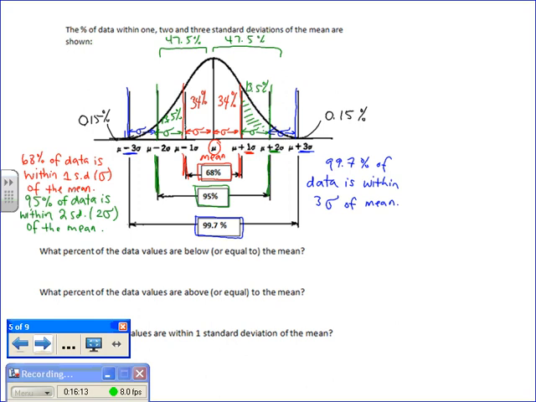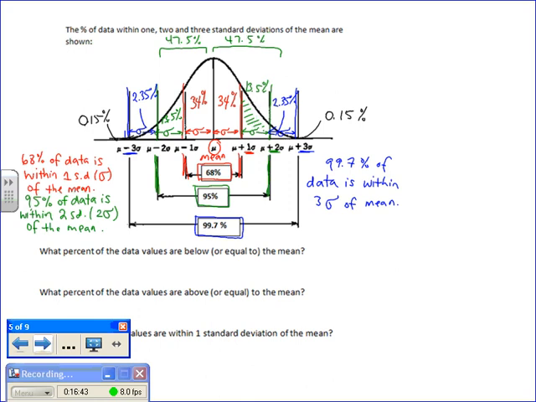So we get here, this little area right here represents 2.35% of the data. You could always figure this out yourself, but we're actually going to write this down in class and we're going to use it so you don't have to memorize all of this. So 2.35% represents between 2 and 3 standard deviations from the mean. And then there's a little tiny bit of data that's outside of 3 standard deviations.